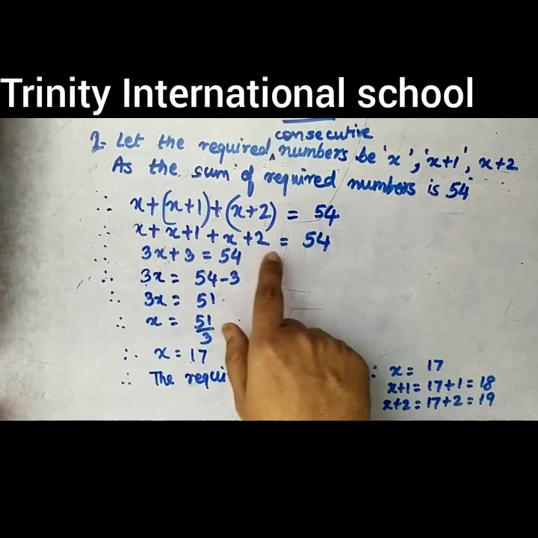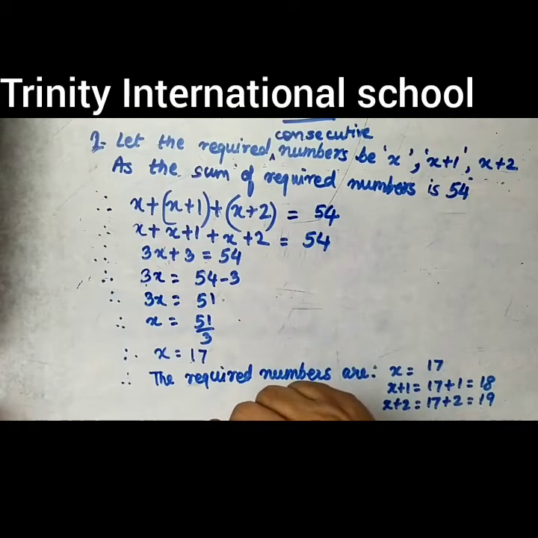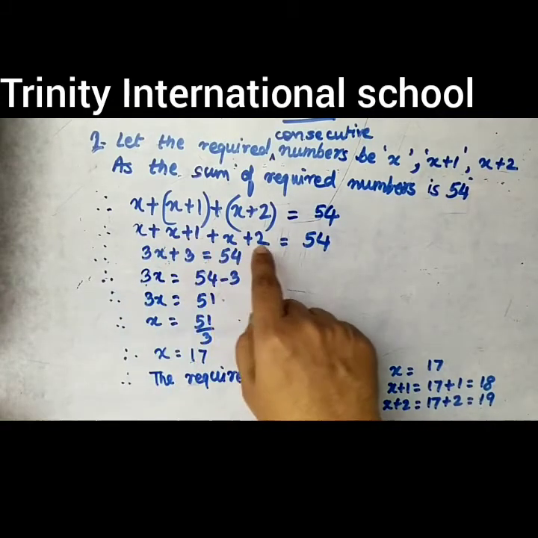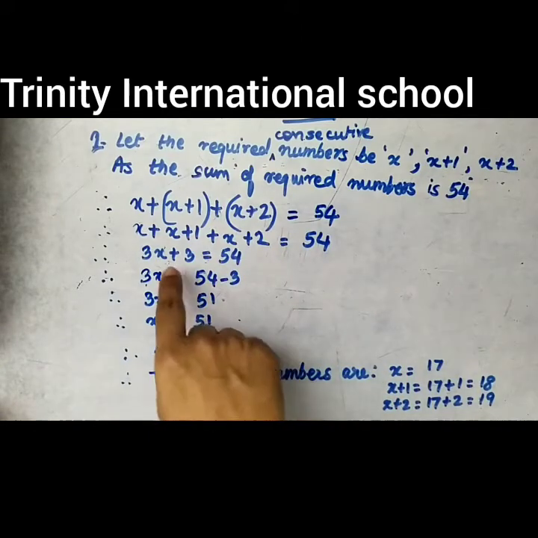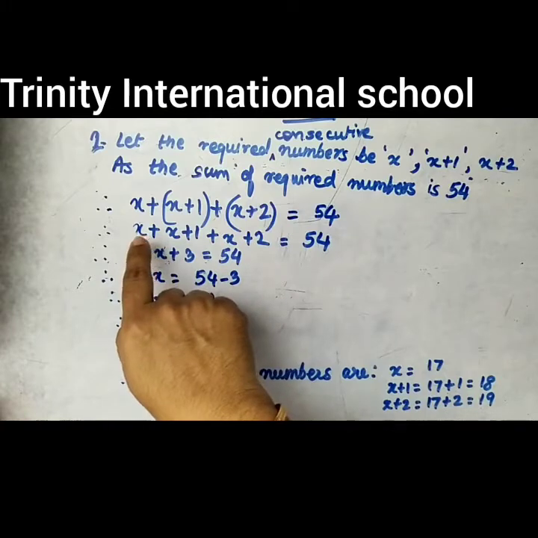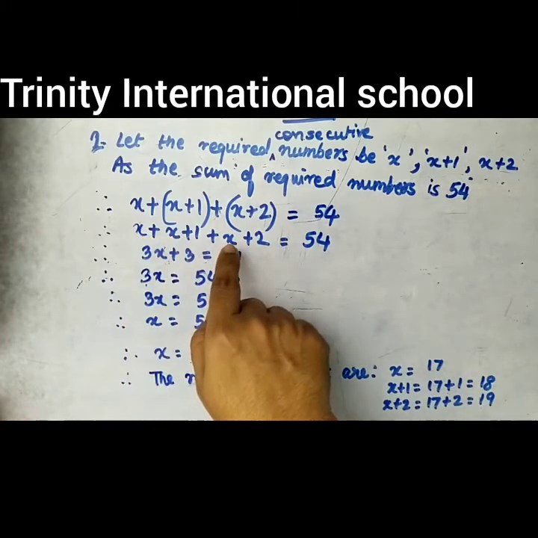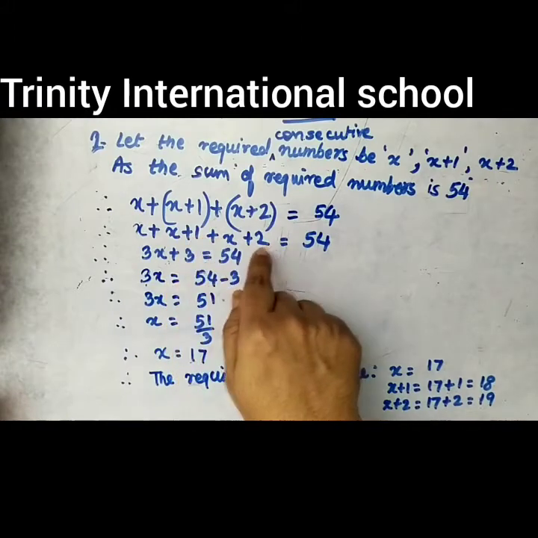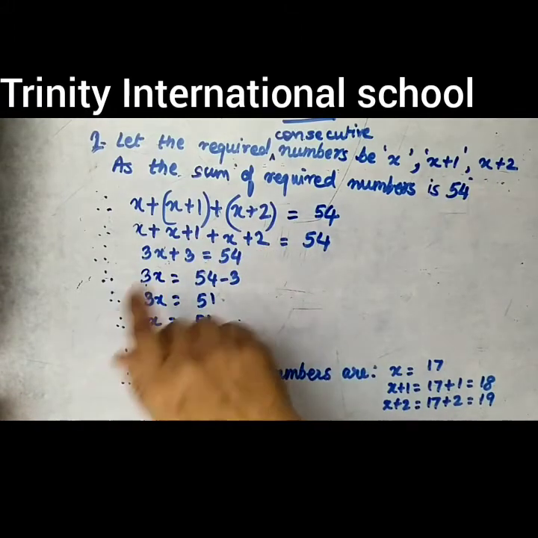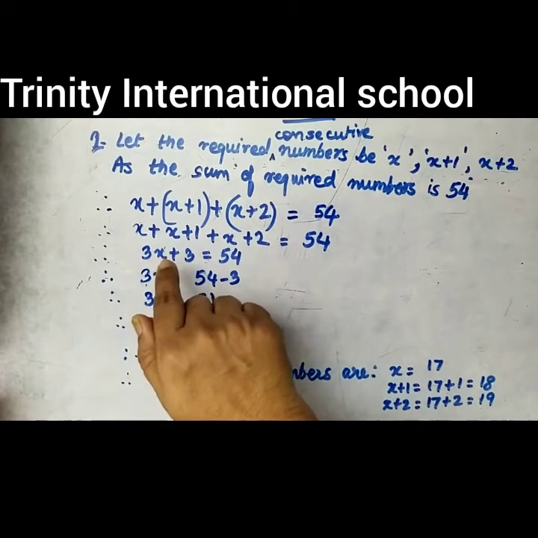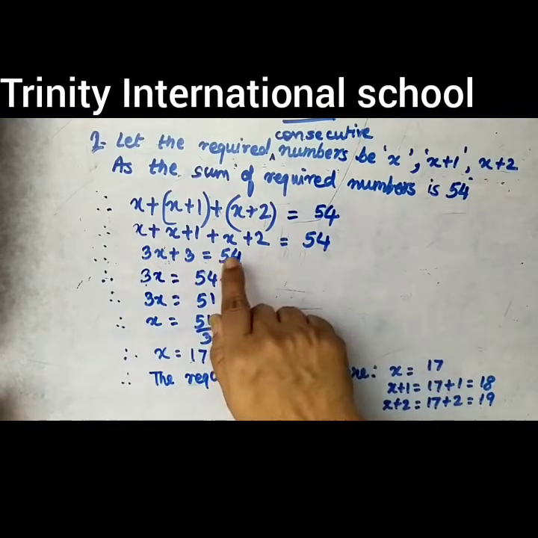So you can see here we are getting the numbers as x plus x plus 1 plus x plus 2. So what I did here in the next step, में मैंने जो भी like terms है देखिए यहाँ पर x है, यहाँ पर x है और यहाँ पर x है, तो कितने x हो गए, 3x, और यहाँ पर 1 और 2 मतलब 1 plus 2 is 3. So I have added up all the like terms. So 3x plus 3 is giving you 54.